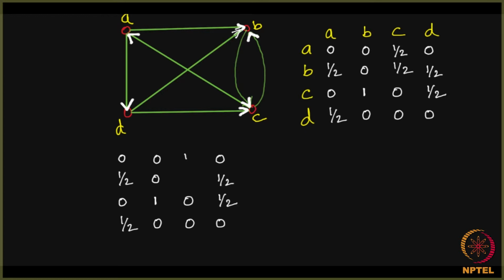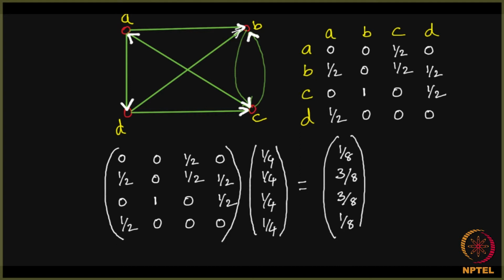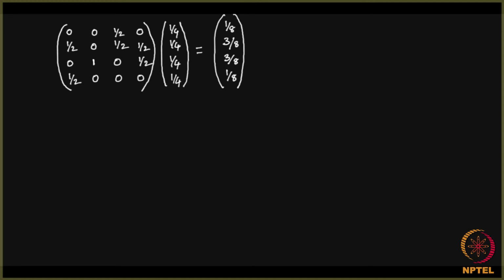Now, let me write down this matrix as a matrix. Then I start off with 1 by 4, 1 by 4, 1 by 4 and 1 by 4, and then I see where it takes this. 1 by 4, 1 by 4, 1 by 4, 1 by 4 simply becomes 1 by 8, 3 by 8, 3 by 8 and 1 by 8, right? So we know this, right? We saw this.